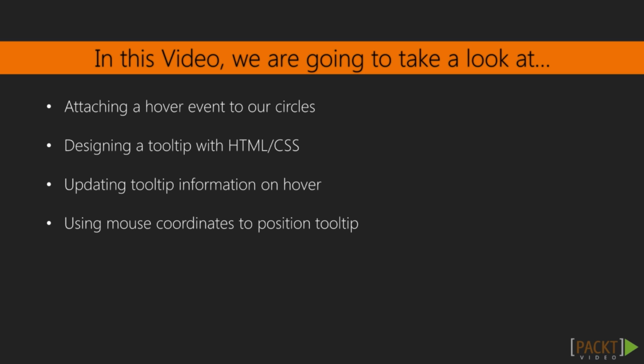We're going to start by attaching a hover event handler to our circles, similar to the technique for setting a click handler on our button from the last video. We'll then design a really slick tooltip with dummy data to get our HTML and CSS in order. Then we'll connect the two and have our hover listener update the tooltip. Finally, we'll use the user's X and Y coordinates from the mouse position to determine where to display the tooltip.